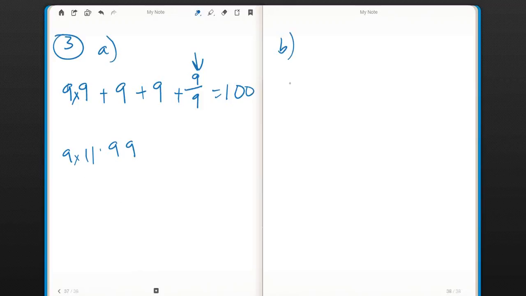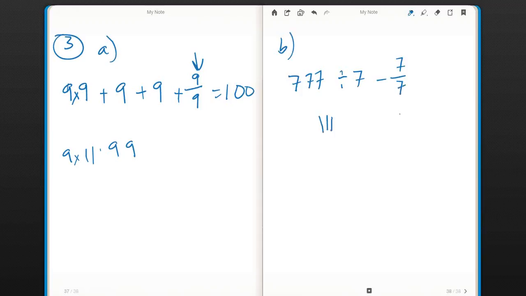On the next one, what I didn't think of was doing it similar to number 1. If I have 6 sevens, they started with the number 777. I was trying to use individual sevens, and it did not work. But if I take 777 and I divide by 7, and then I subtract 1 in the form of 7 over 7, then I have, of course, 111 minus 1 is 110, and I used 6 sevens to get there.